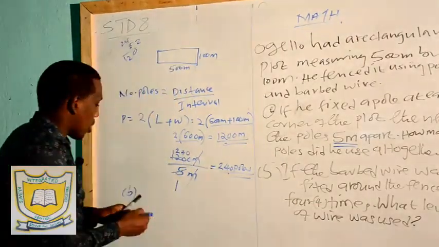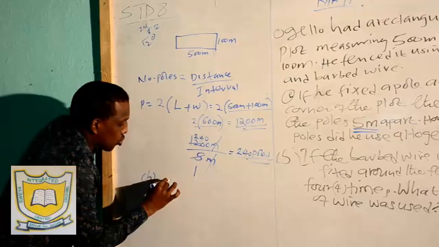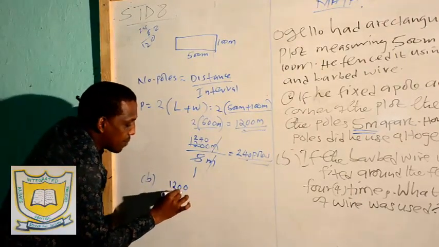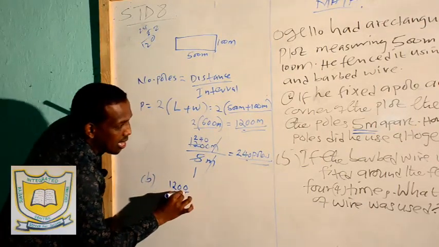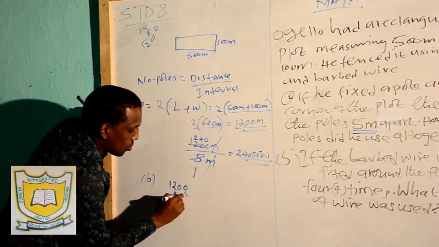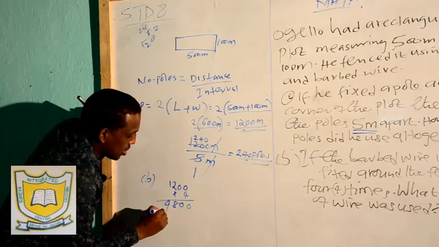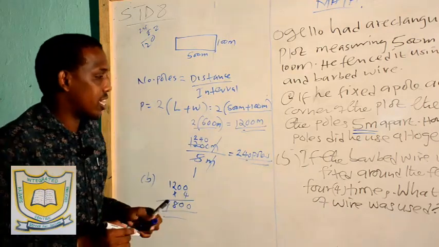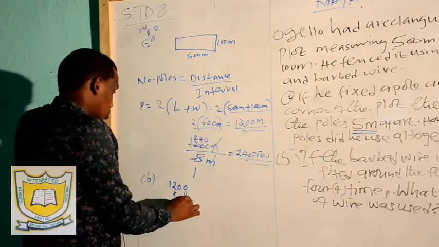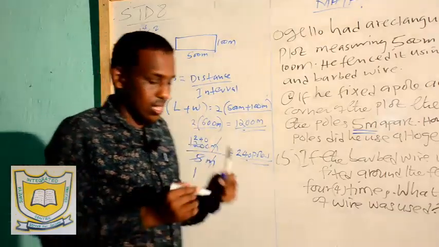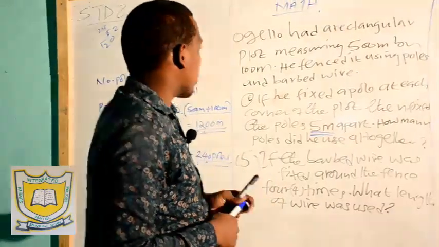So now we say the distance, which was 1200, or the perimeter, multiplied by 4 times, 4 times 0, 0, 8, 4, 4800. So they said what was the length of the wire used, 4800 meters. That is how we get the answer to that question.